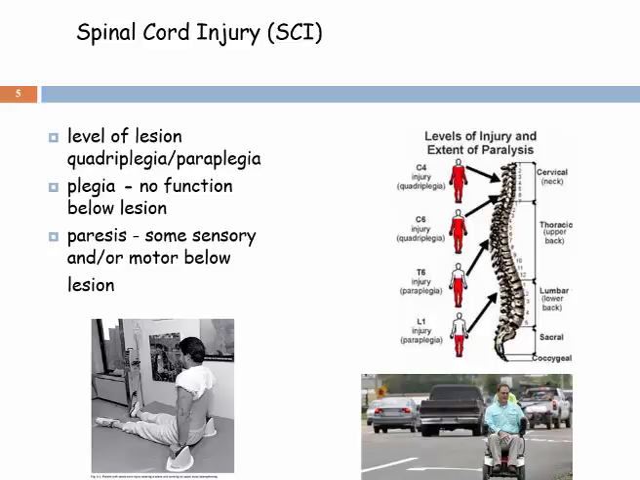Again, deficits from such an injury are dependent on the level of the lesion, and the lesion means the damage, and the extent of this damage. For example, with a complete lesion, meaning the spinal cord is completely severed, the individual will suffer plegia. This means there is no function below the lesion, no movement and no sensation. If the damage is incomplete, meaning the spinal column was not completely severed, the individual will suffer paresis, which means there will be some sensory and/or motor function below the lesion.